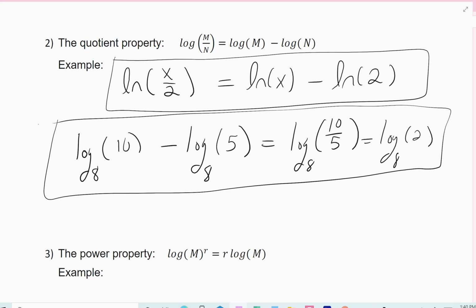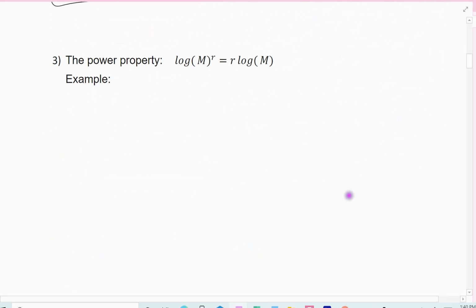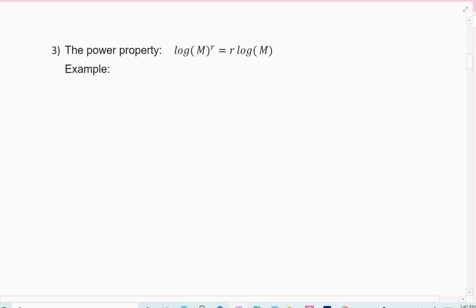The second way we like to write it out. All right, so that's the quotient property for logarithms. The power property. All right, we like this power property because it allows us to get rid of a power, solve per power. So this is very helpful when we go to solve stuff.